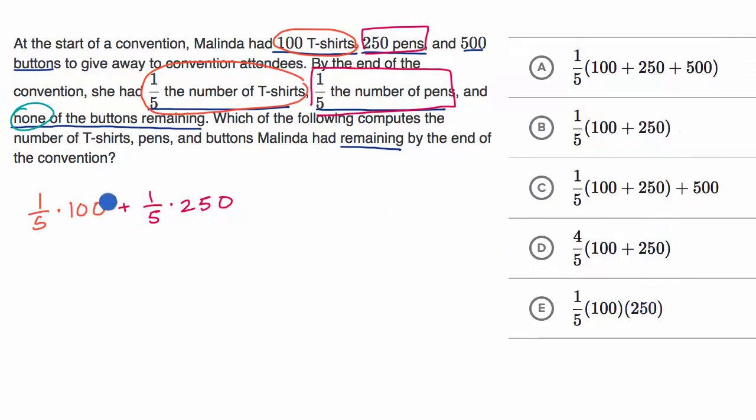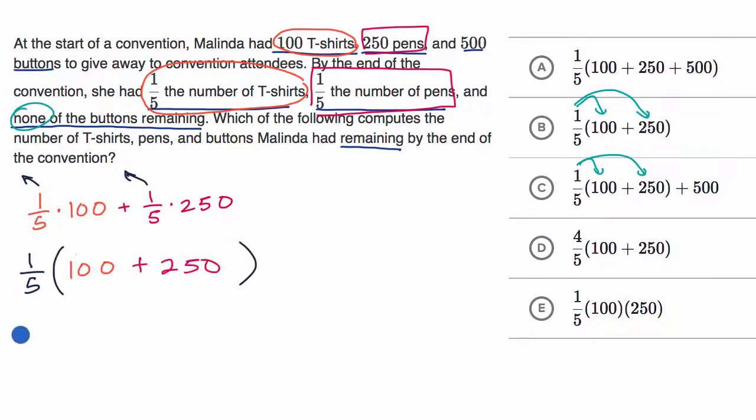Well, no, we don't see that exactly, but we can see that all of the choices here, it looks like they have some fraction times the sum of some things, and then in some cases they might add something else. So one way to think about it is we could either take these expressions and try to distribute the 1/5, or we could try to factor out the 1/5 here to make this look more like one of these choices. So let's do that. If we factor out 1/5, this is going to be the same thing as 1/5 times 100 plus 250, which we can immediately see is choice B.